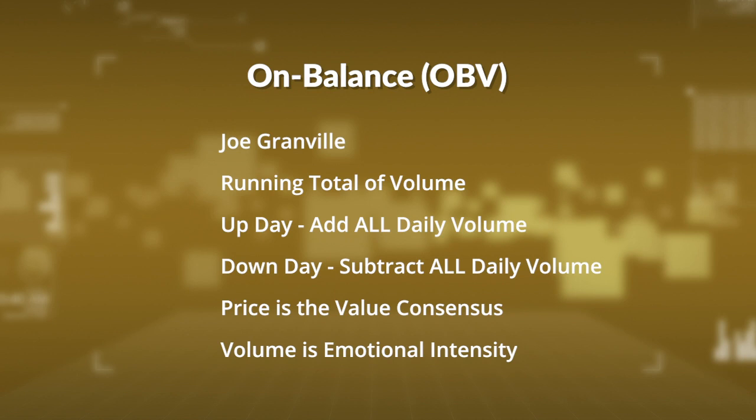So it's a much easier calculation now. It's basically a running total of what's going on with volume. If you have an up day, you take all the volume from that day and you add it to your cumulative total. On a down day, you just subtract all of the volume. Like I was saying, price is the value of the consensus, but volume is the emotional intensity about what's going on with price. So that's what you use on balance volume for, so you can start seeing those trends.